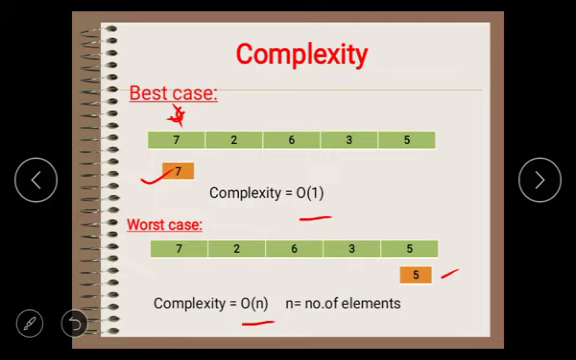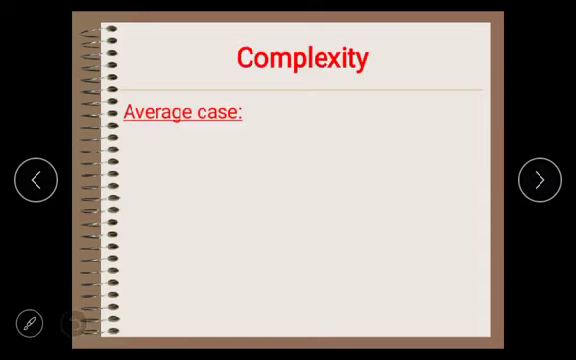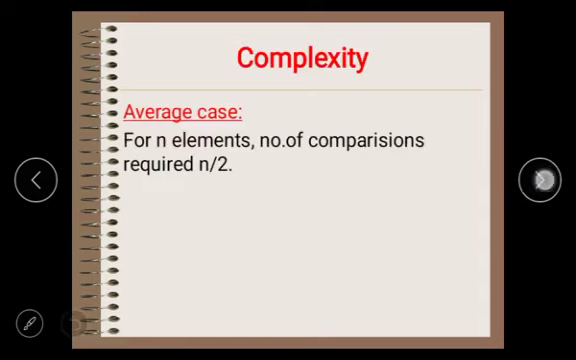The third type of complexity is average case. If the searching element is at any position in the list, it takes the average number of comparisons to find the searching element. So for n elements, the number of comparisons required is n by 2. So the complexity of average case is order of n. So this is the complexity of linear search algorithm.